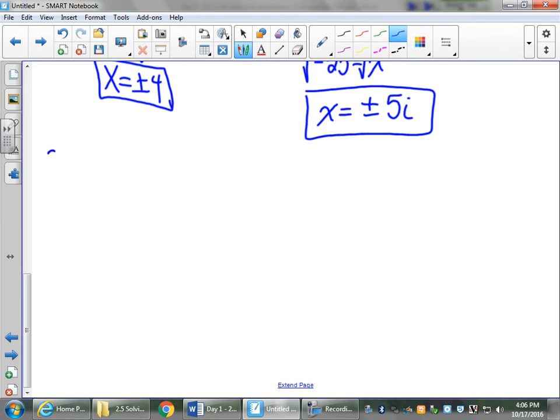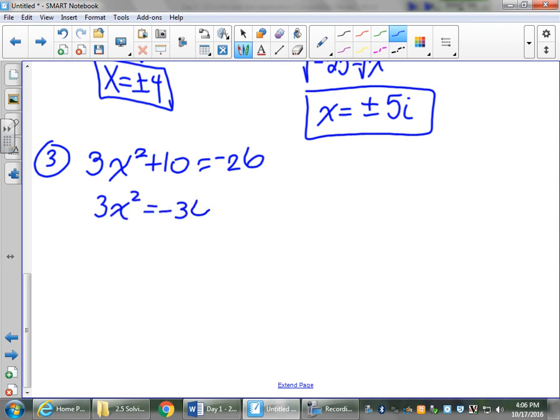Okay. This one, also pause and try it on your own. 3x squared plus 10 equals negative 26. Go for it. See if you can solve for x. I'm going to keep going. Subtract the 10 from both sides. Divide all your terms by 3. And square root.